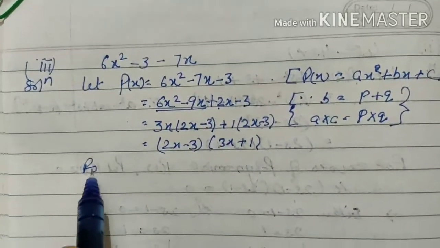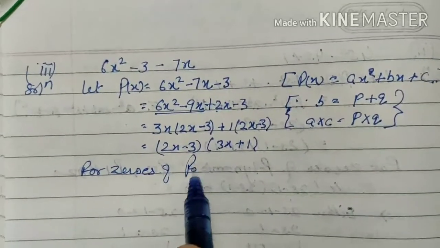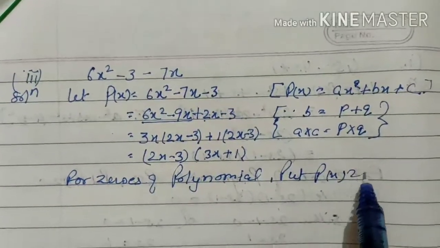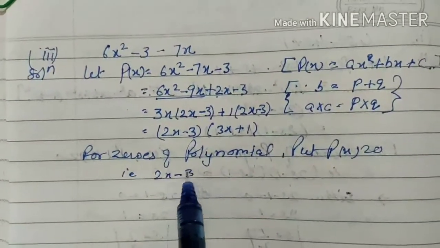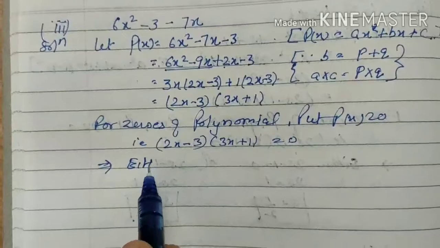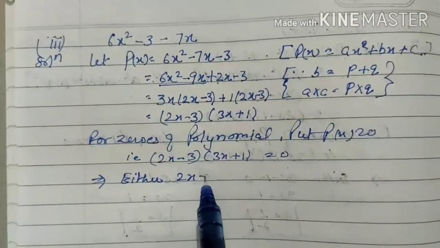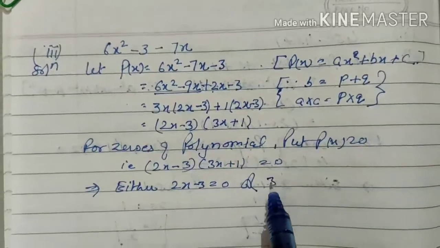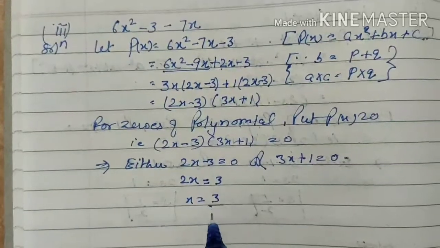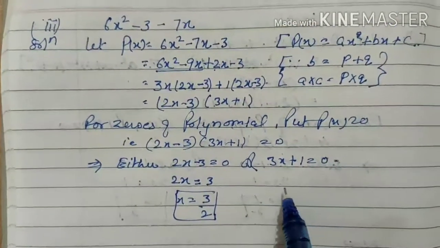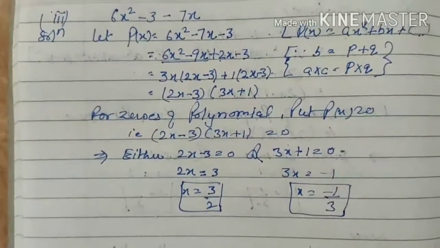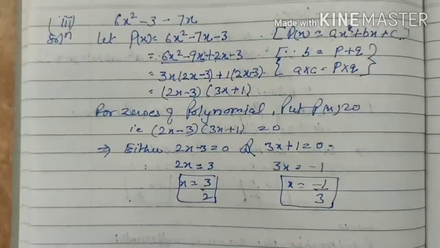Now for zeros of the polynomial, put p(x) equals to 0. So that is 2x minus 3 into 3x plus 1 equals to 0, implies either 2x minus 3 equals to 0 or 3x plus 1 equals to 0. So here 2x equals to 3 and x will be 3 upon 2. And here 3x equals to minus 1 and x will be minus 1 by 3. So these are the zeros of the polynomial 6x square minus 7x minus 3.